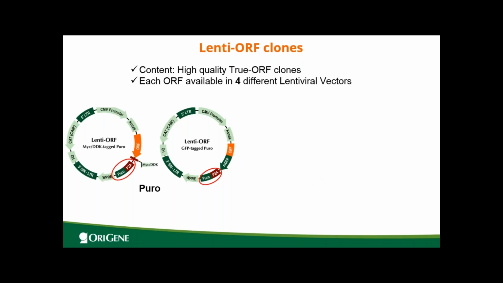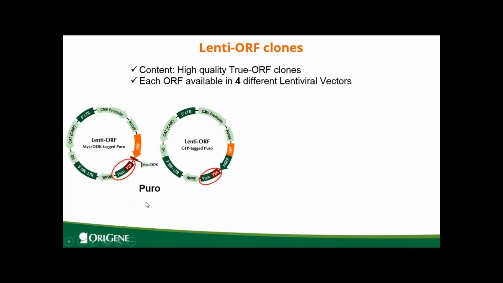Okay, so the lenti-ORF clones, OriGene's advantage is that we already have the high quality ORF clones. Those are already made in regular mammalian expression vectors, so we only need to subclone the inserts into the lenti vector. Each gene, each variant is available in 4 different lenti vectors.